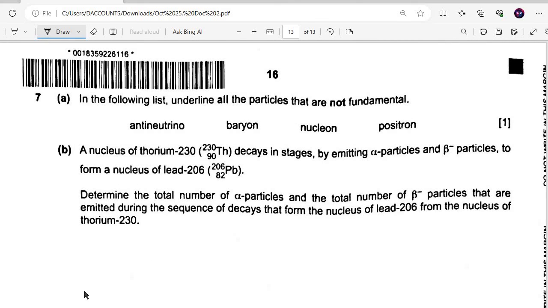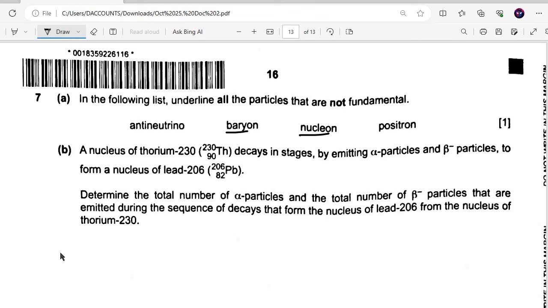The seventh question, which is the last one. In the following list, underline all particles that are not fundamental. Not fundamental means can be broken down. It comprises different components. That's baryon and meson. They can be broken down. So they are not leptons.